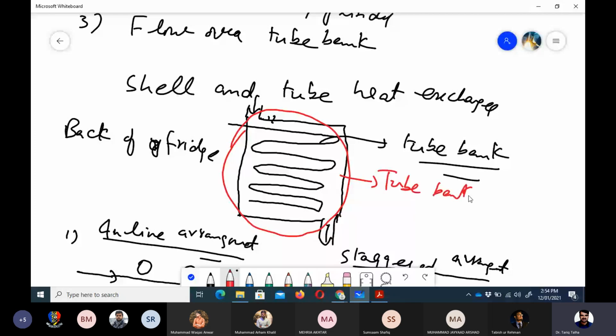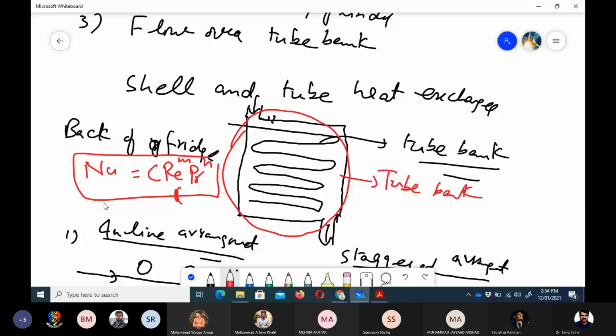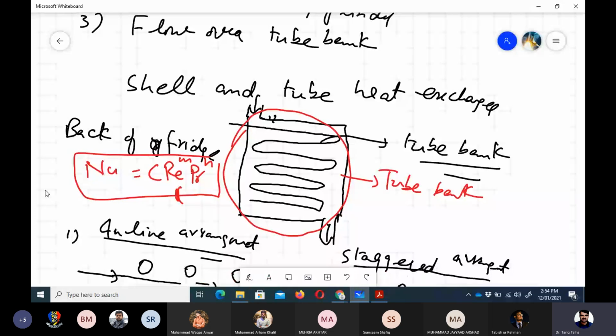So we need to write Nusselt number correlations for this. For that we can again use the Reynolds number and Prandtl number, and then there is another parameter. We would come to the exact form of the correlation at the end of this lecture. Before going into that, we discussed two arrangements. If you remember, one was the inline arrangement.